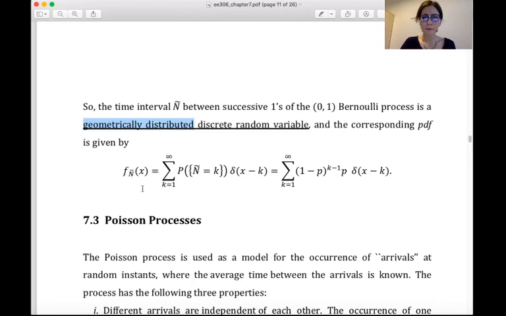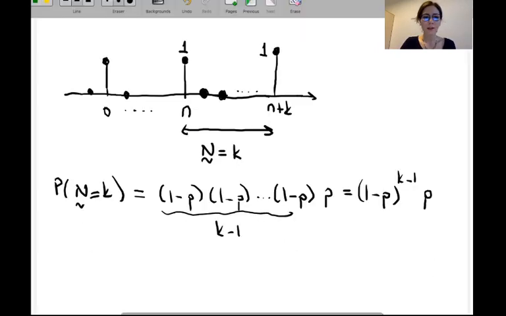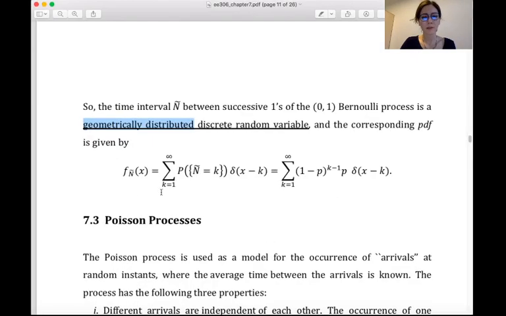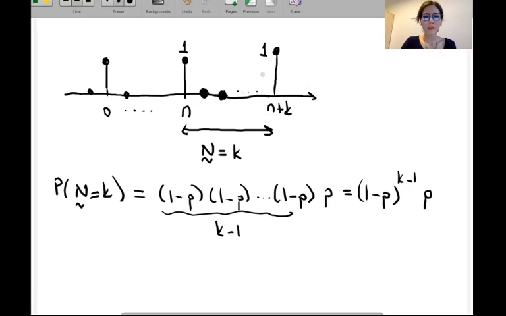So the PDF would be the following. Let's think about what k values we might obtain. What are the possible values that this random variable takes? We are counting in time, right? We are counting trials, first trial, second trial, and so on. So k might be 1, k might be 2, so it could be any positive integer. That means we have a summation over all possible k values from 1 up to infinity, and we have an impulse for each k value. The strength of that impulse is going to be the probability of having that k value for your random variable.